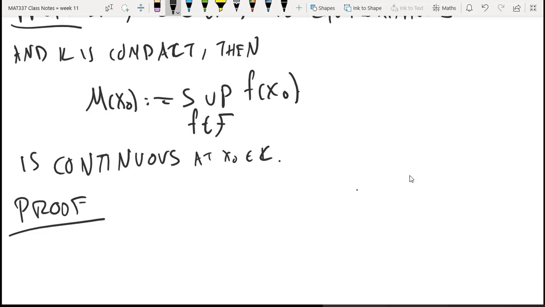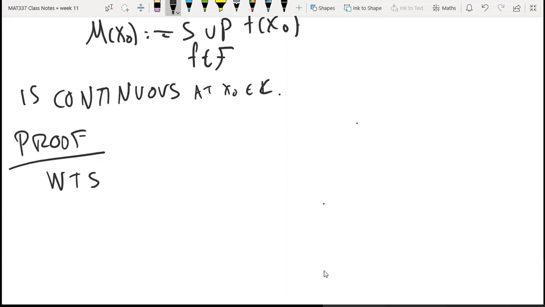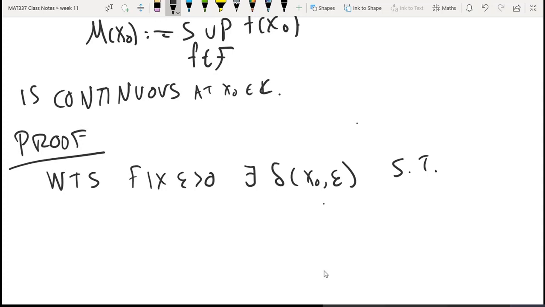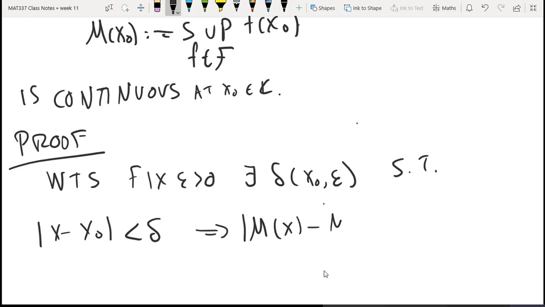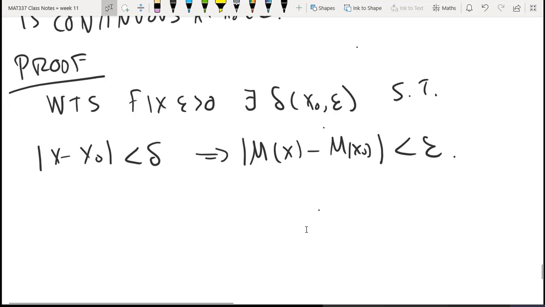So what do we want to show? We want to show that, fix epsilon positive. There exists delta, depending on x naught and epsilon, such that |x minus x naught| less than this delta implies that this maximum function difference is less than epsilon. Okay, so we want to prove this function is continuous. So let's start.